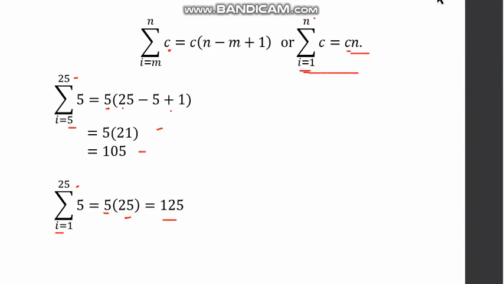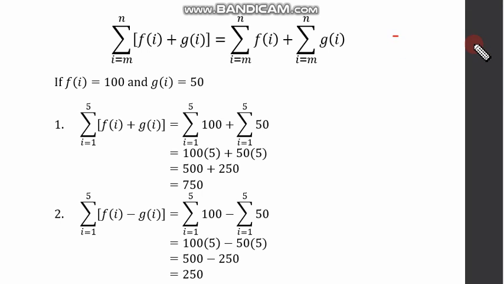Next property: the summation of f of i plus g of i from i equals m to n is equal to the summation of f of i from i equals m to n plus the summation of g of i from i equals m to n. Example: if our f of i is equal to 100 and g of i is equal to 50, what is the value of the summation of f of i plus g of i from i equals 1 to 5?